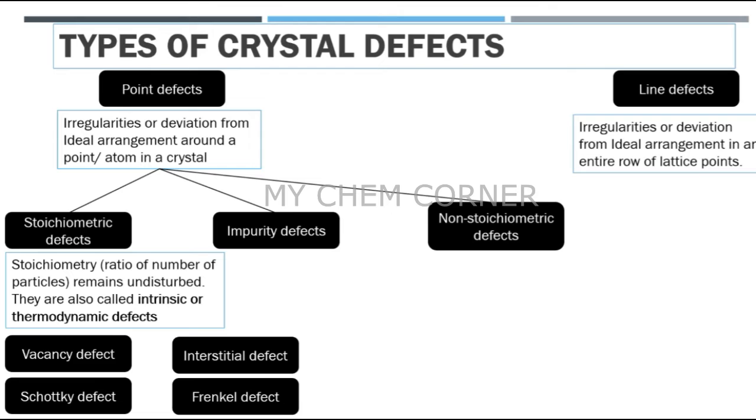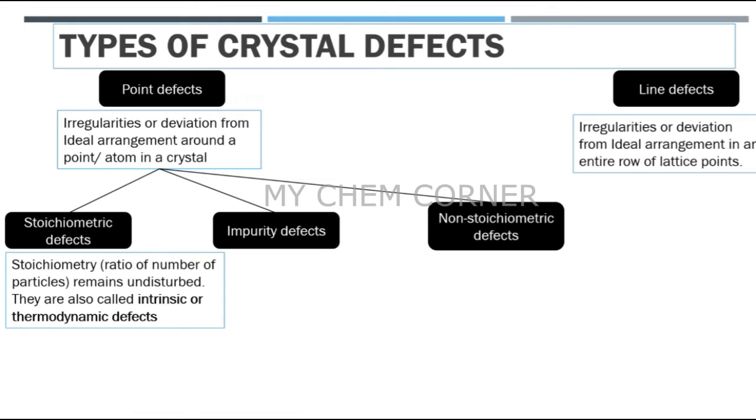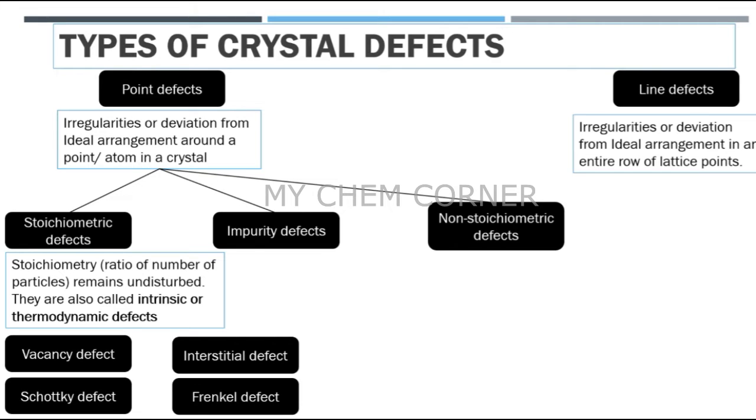Now, non-stoichiometric defect is going to talk about those defects where the ratio is going to be disturbed. It's right opposite to a stoichiometric defect. Now, under stoichiometric defect, we have 4 types of defects. We will go in detail for each one of them separately. We have vacancy defect, we have interstitial defect, we have Schottky and Frenkel defect. We have 4 different types of defect for which we will go in detail in upcoming slides.